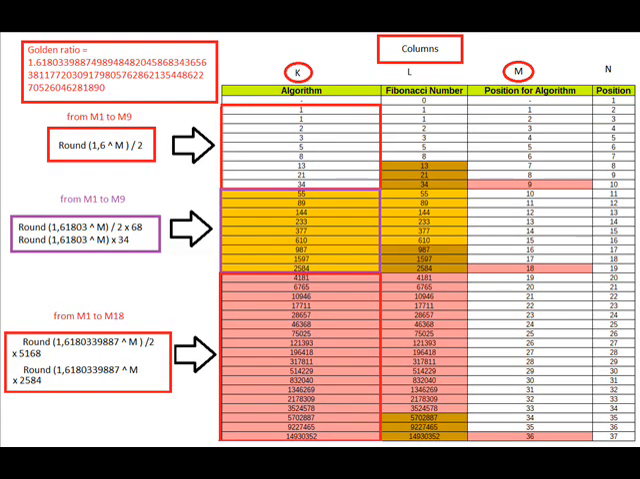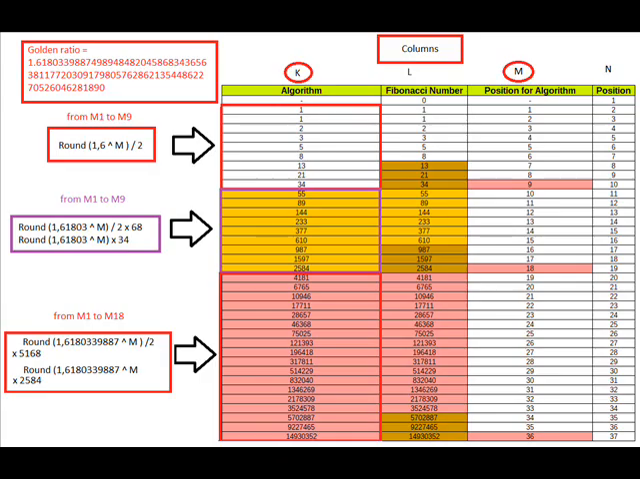First, we must take the golden ratio and use it to calculate the Fibonacci numbers. The golden ratio is equal to 1.618033988749, and it goes on to infinity without a repeating pattern. Let's take a look at the graph. There are 4 columns.